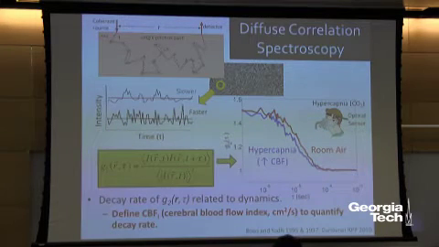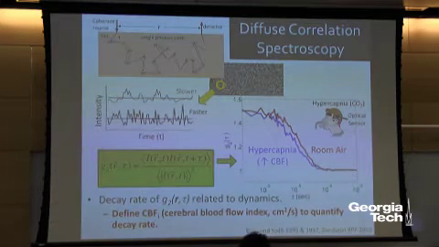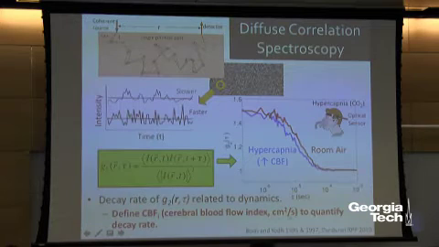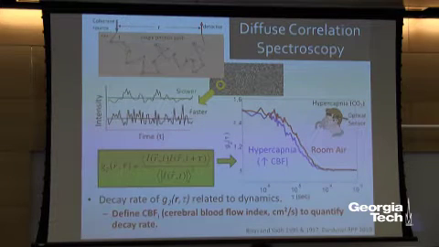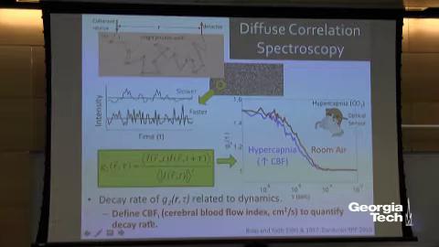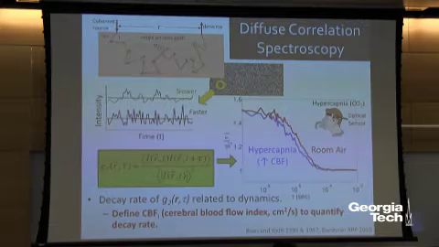I call it a blood flow index because it doesn't have the traditional units of flow. It's essentially a flux per unit time as opposed to a volume per unit time. But we've done numerous validation studies now to show that this blood flow index correlates very well with blood flow measured with other more gold standard modalities.